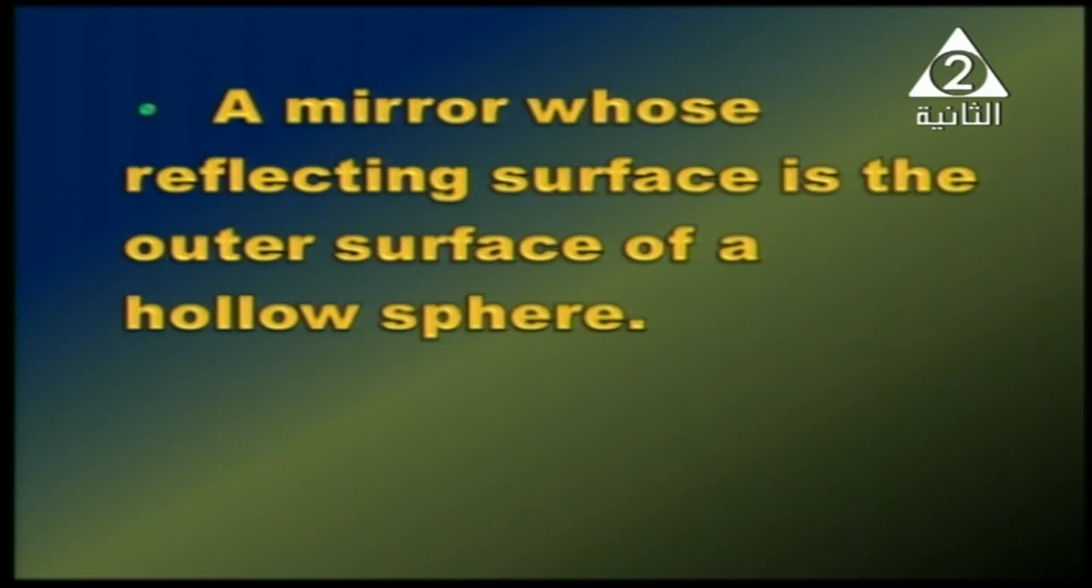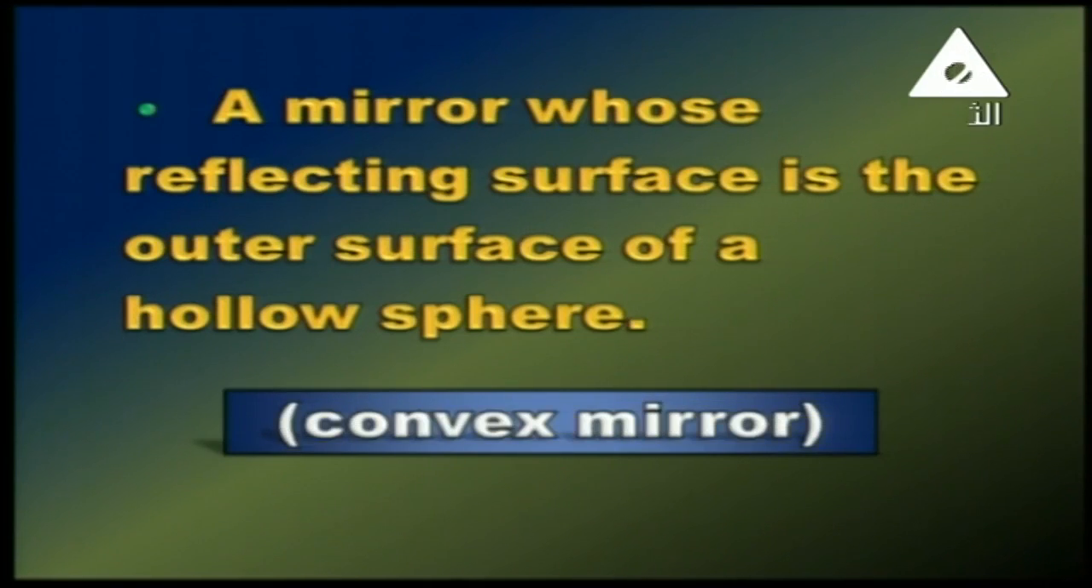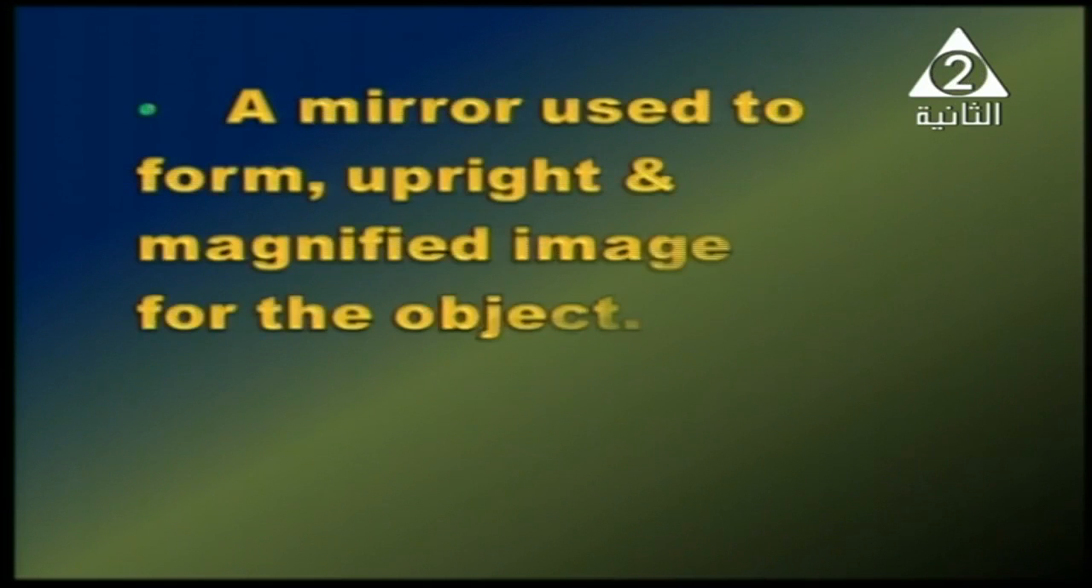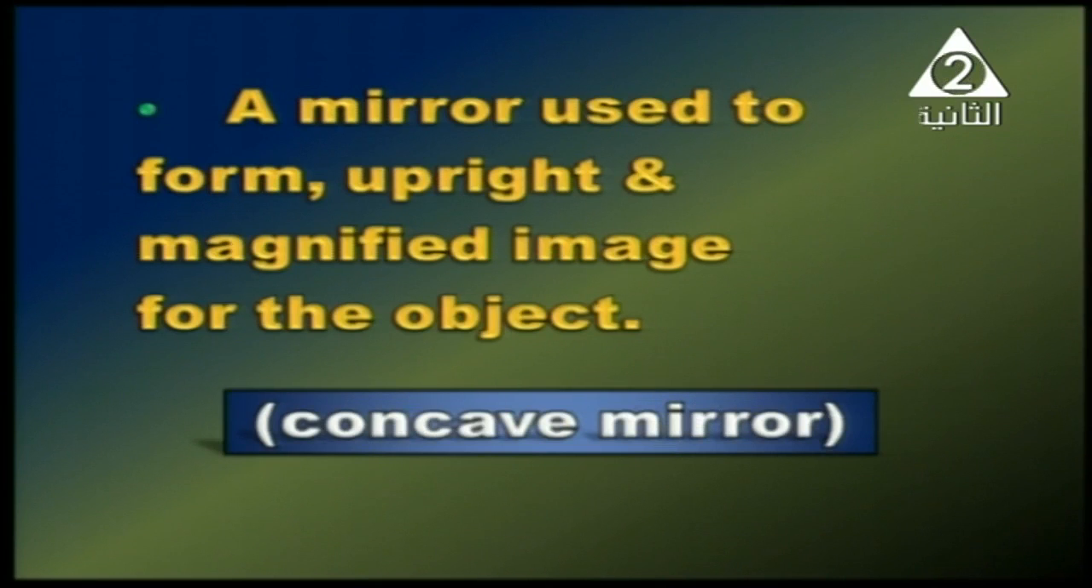A mirror whose reflecting surface is the outer surface of the hollow sphere. What is it? Yes, it is a convex mirror. A mirror used to form a bright and magnified image of any object. It is a concave mirror.